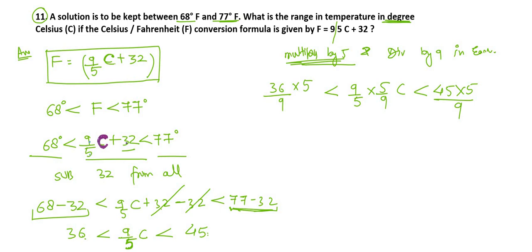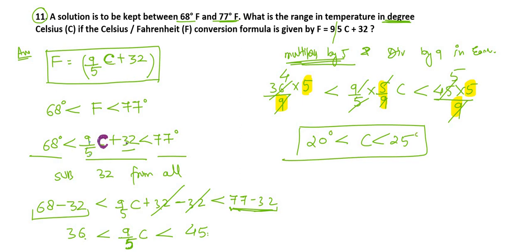So whatever we are doing, we have to do in each term. See, I am doing 5 by 9 here, 5 by 9 here, 5 by 9 here. In each term, it has to be the same. So this will cancel, which gives 20. This will cancel, which is only C. And this is 9 5s are, which is 25. So this is the range of temperature in degree centigrade.